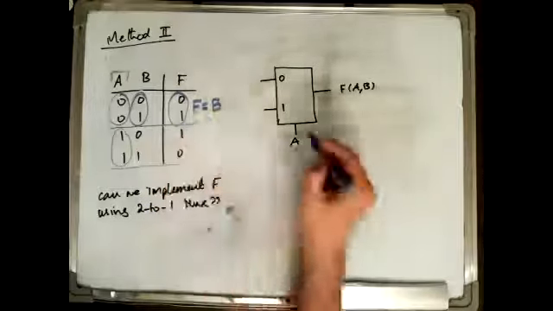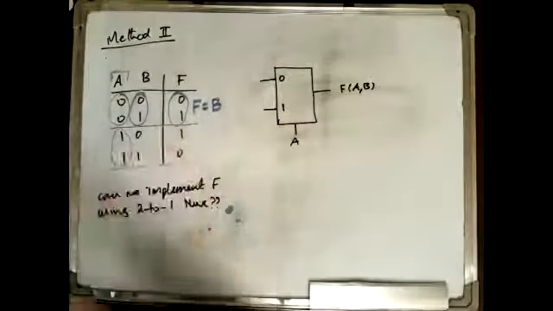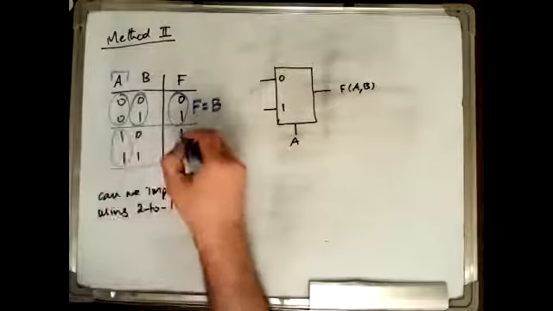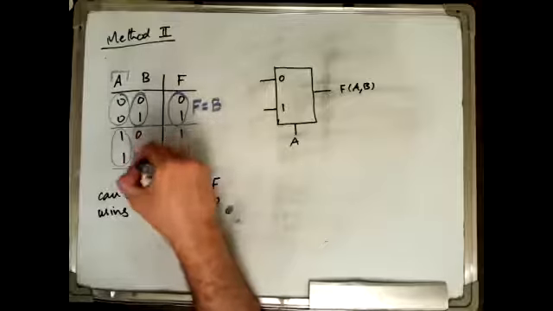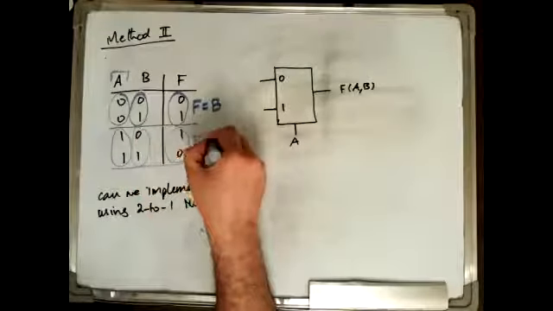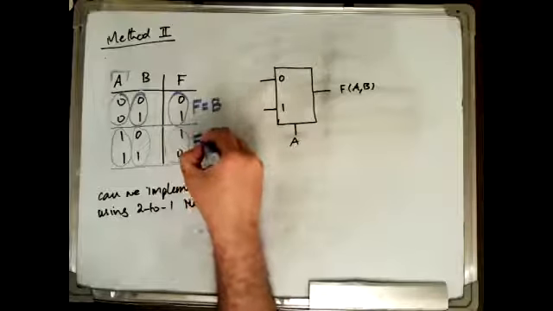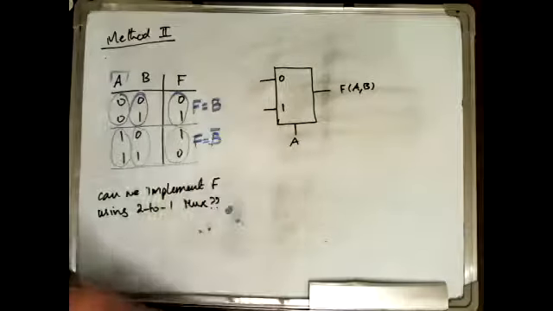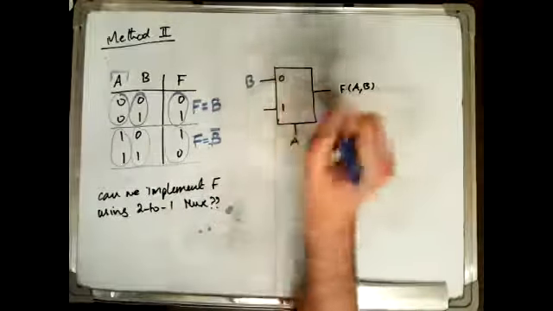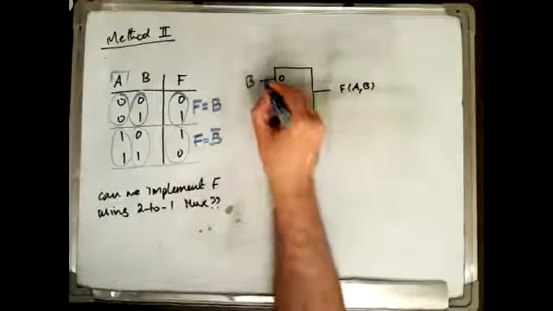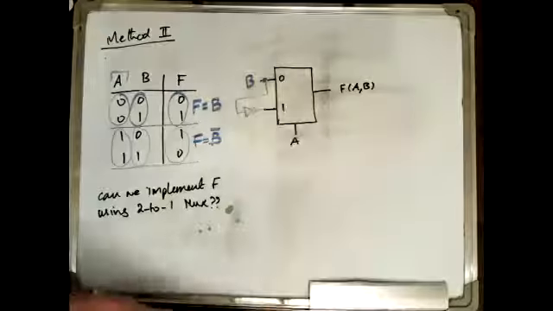The same thing, when A is 1 here, I'm selecting this input. So I am operating in this section. What is the relation between F and B here? F equals B bar. So what should I connect here? I connect here B, right? And then I need here to connect B bar.